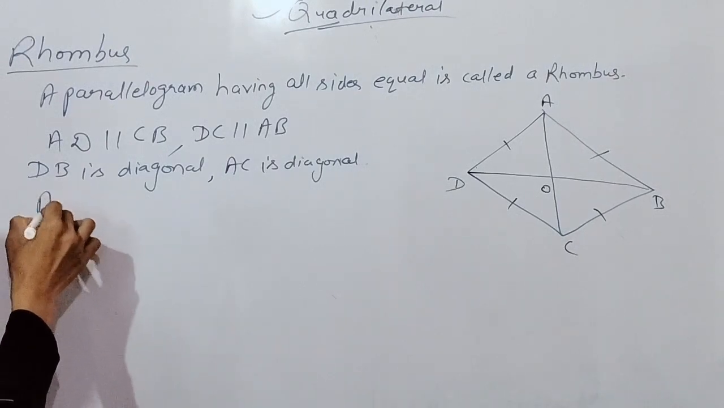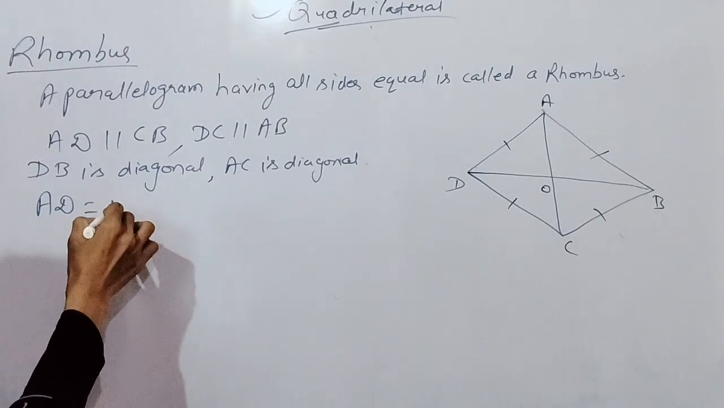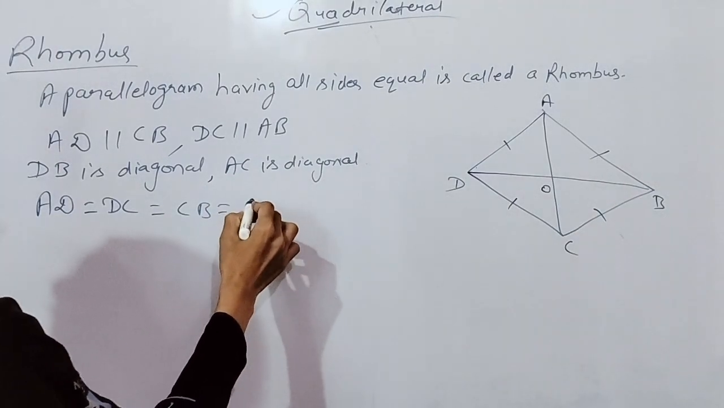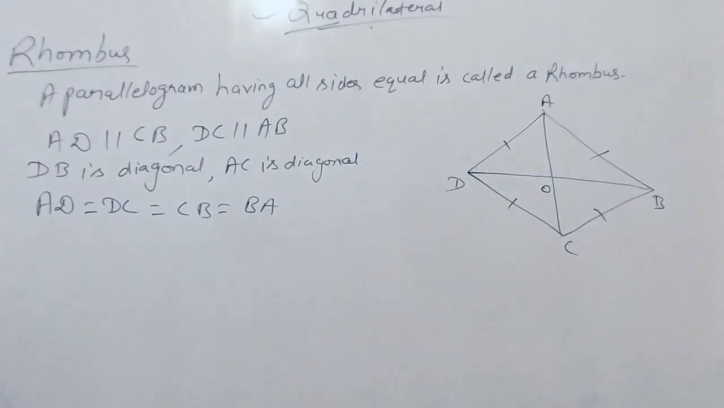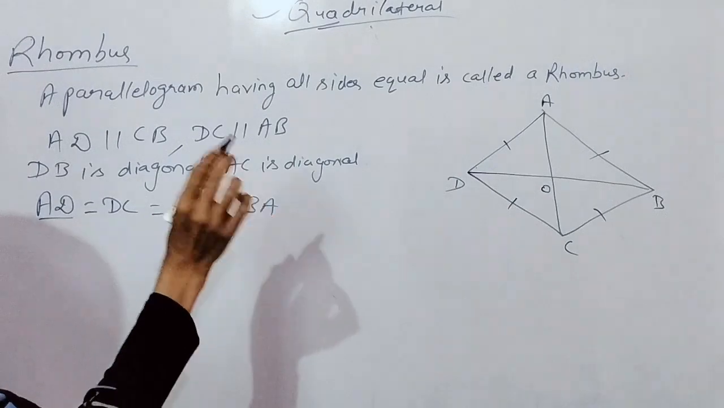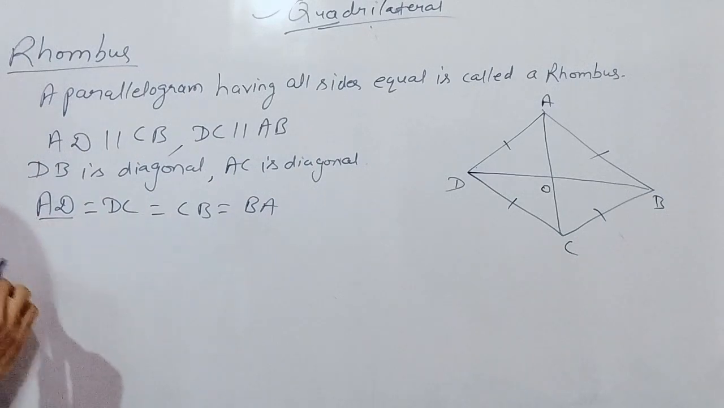Here you can easily say, measure of AD is something, so measure of DC will be same. Measure of CB will be same. Measure of BA will be same. Clear, nothing will be changed. If it is 6, then this would be 6, this would be 6, this would be 6. If it is 10, it would be 10, it would be 10, it would be 10.